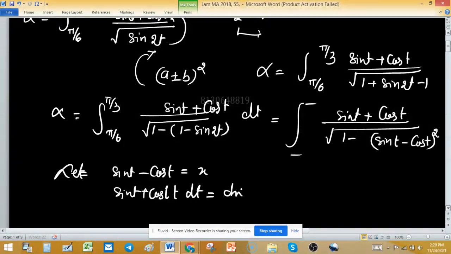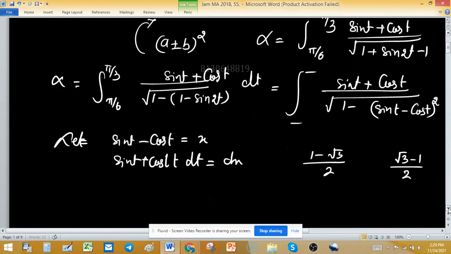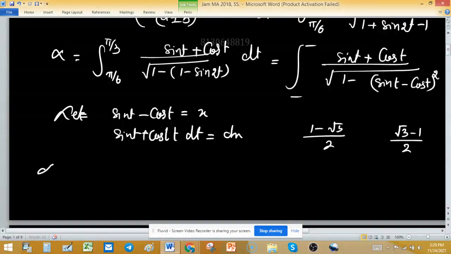So let sine t minus cos t equal to x, then sine t plus cos t dt equal to dx, and the new limits will be: the lower limit will be 1 minus root 3 divided by 2, and the upper limit will be root 3 minus 1 divided by 2. So use this substitution to evaluate alpha.